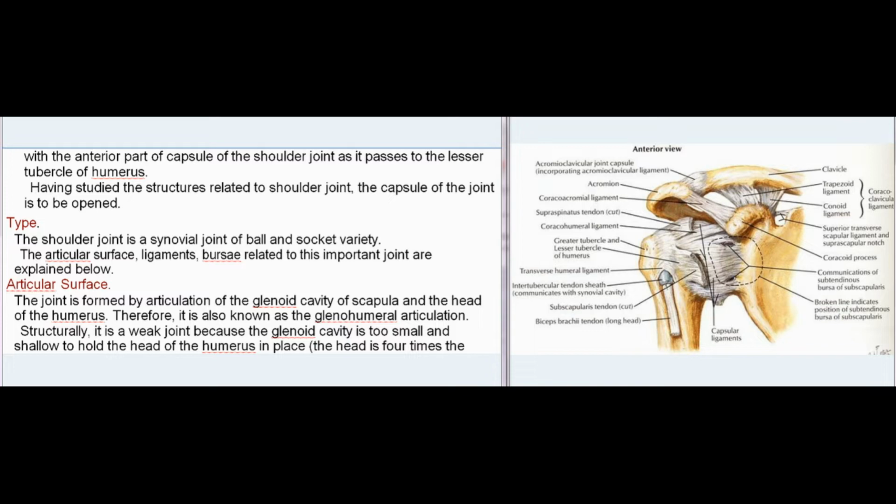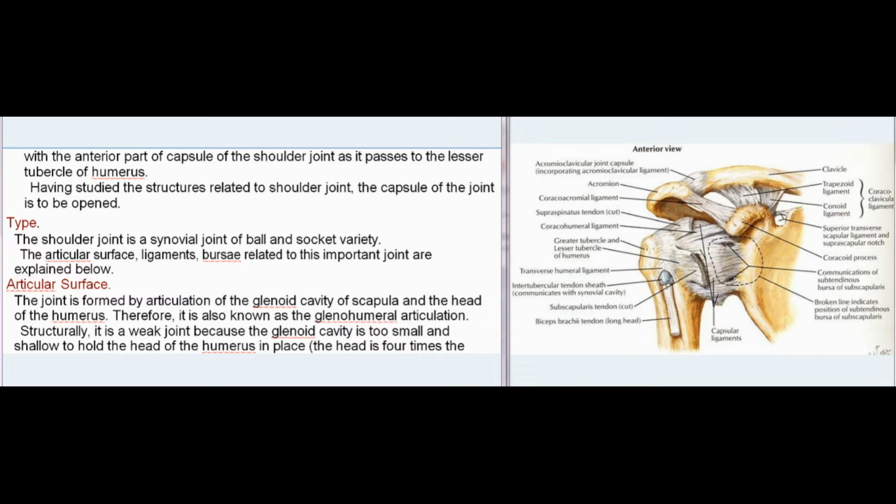Type. The shoulder joint is a synovial joint of the ball and socket variety. The articular surface, ligaments, and bursae related to this important joint are explained below. Articular surface. The joint is formed by articulation of the glenoid cavity of the scapula and the head of the humerus. Therefore, it is also known as the glenohumeral articulation.